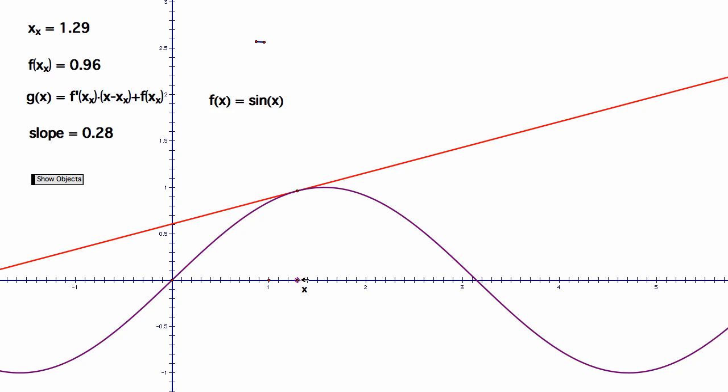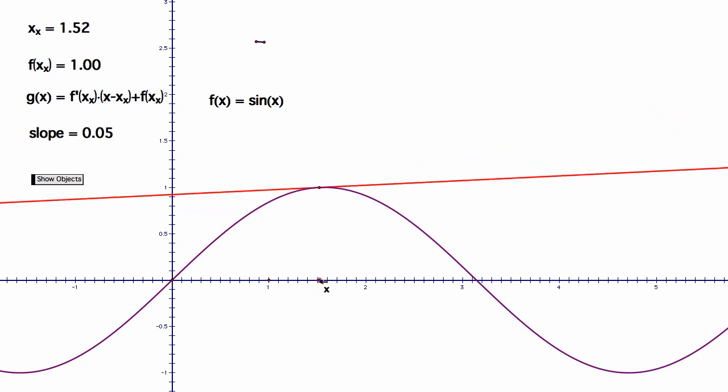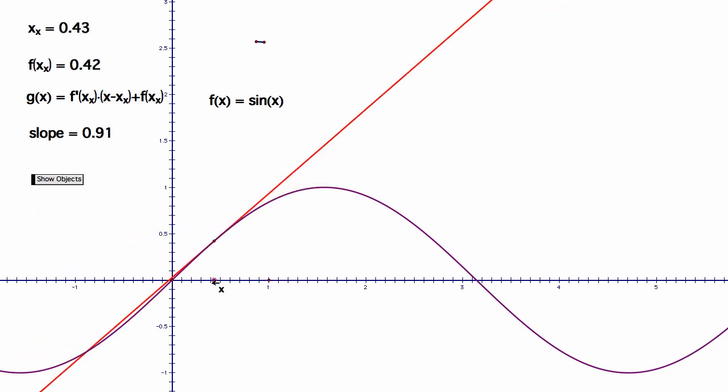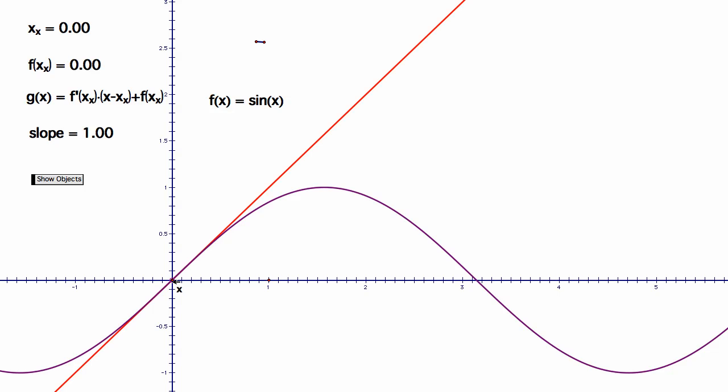As I move my x value, you can see my tangent line changing. In fact, let's go to a well-known angle here, 1.57. You should recognize this as pi over 2. First of all, the sine of pi over 2 is 1. You can see that right here. But more importantly, the slope of the tangent line, the rate of change of this curve, appears to be 0. The slope of this tangent line is 0 at pi over 2. If I move this back to 0, you can see that I now have a slope of 1. My point is at 0, my slope is 1.